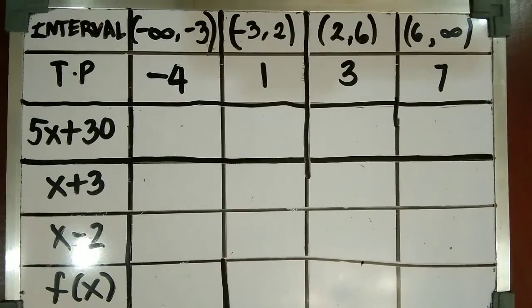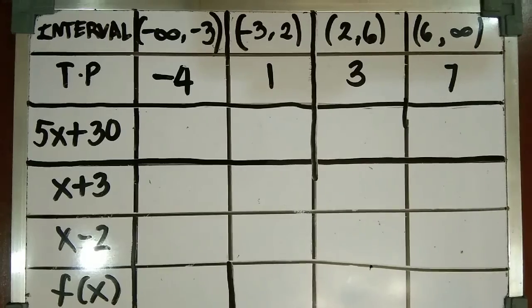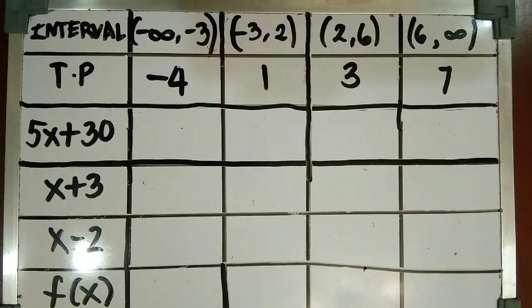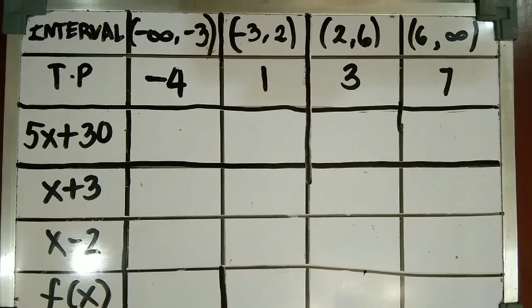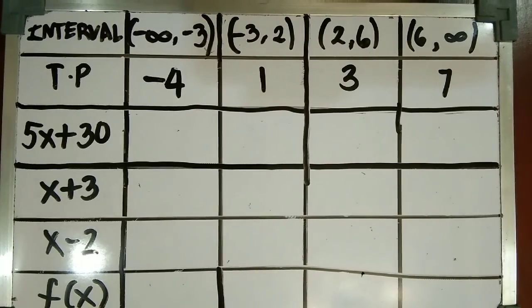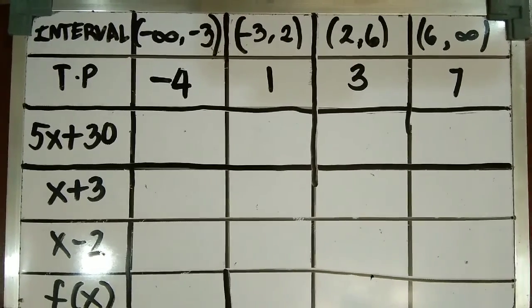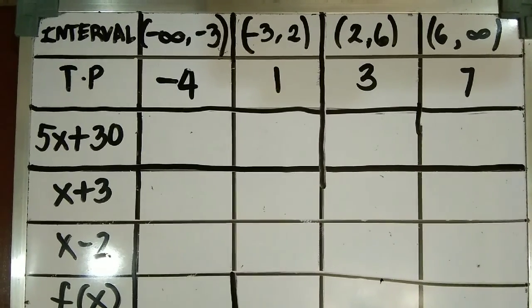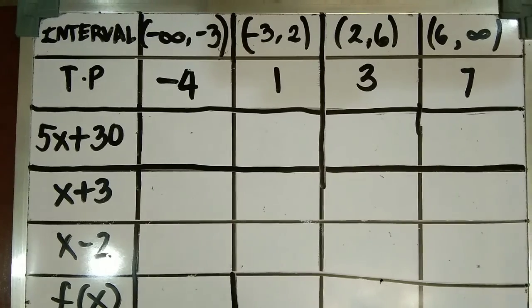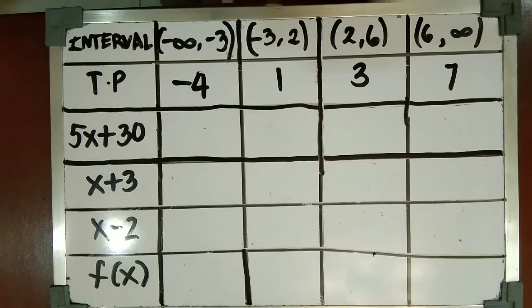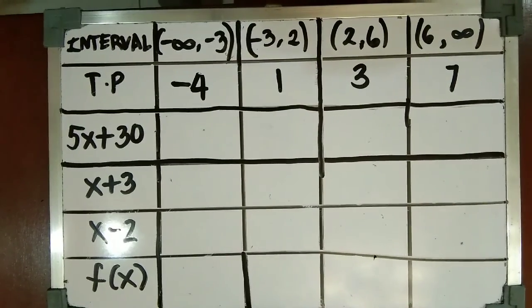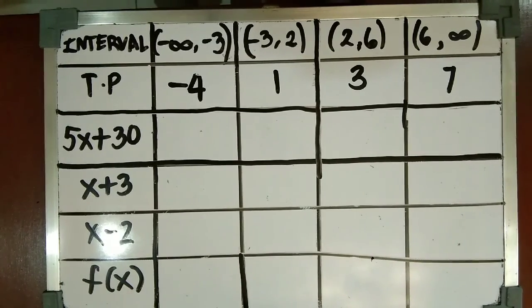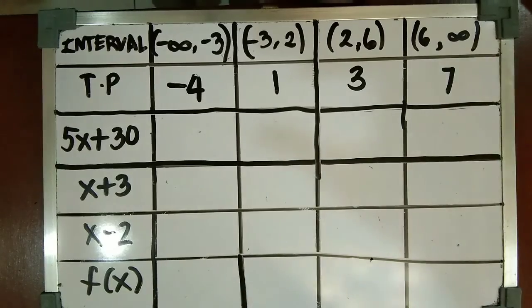Let us make a sign table. For our intervals, the first interval is negative infinity to negative 3. The second interval is negative 3 to positive 2. The third interval is 2 to 6. And the last interval is 6 to positive infinity. For our test points, the first test point is negative 4. The second is 1. Third is 3. And the last is 7.